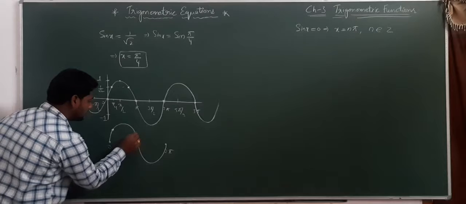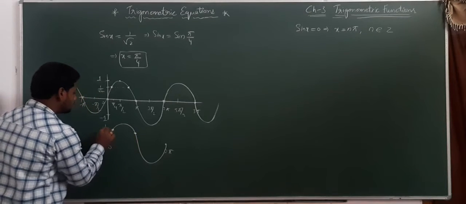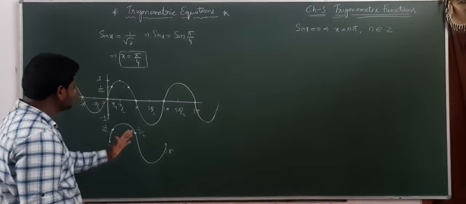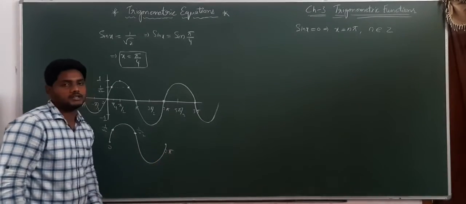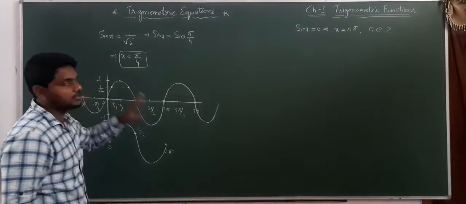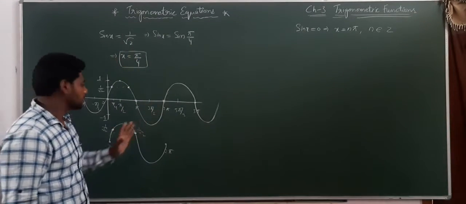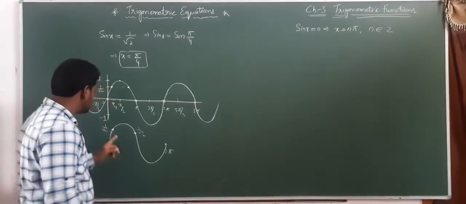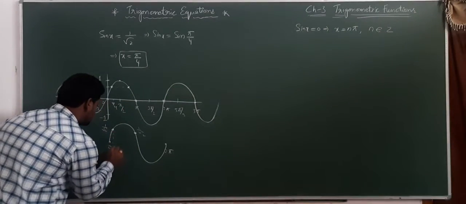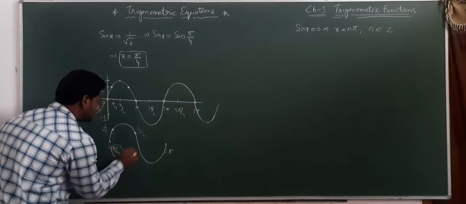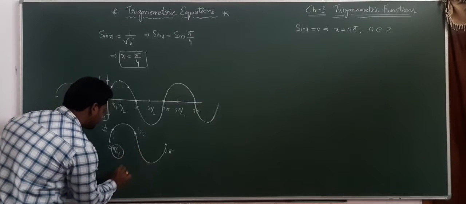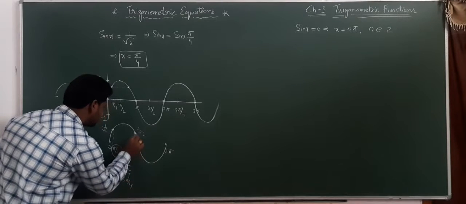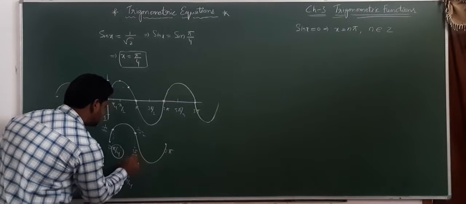Here you will get 1 by root 2. That means here also 1 by root 2, here also 1 by root 2. Then how many values will be there in between 0 to 2 pi? If we observe, for any trigonometric function, for any value, for 0 to 2 pi, definitely you will get two solutions. Here we got, this is pi by 4. Here you will get pi minus pi by 4, which is equal to 3 pi by 4. This value is 3 pi by 4.